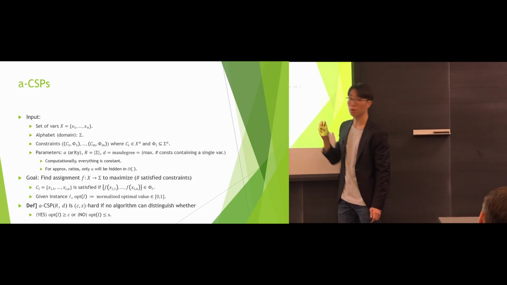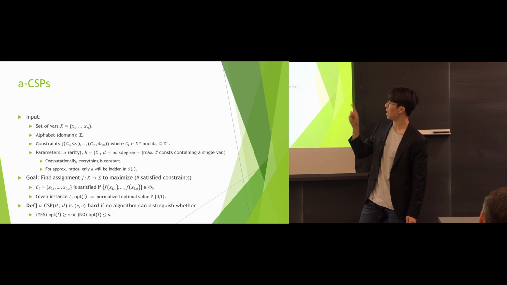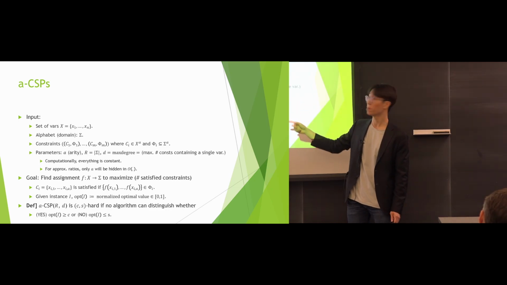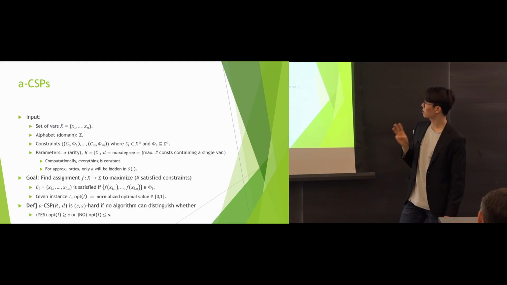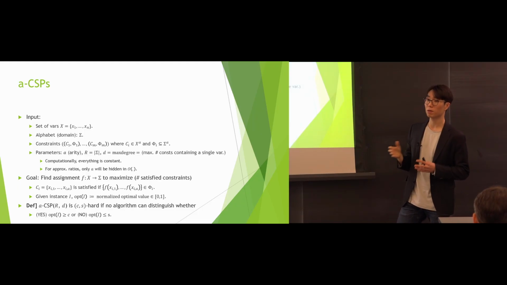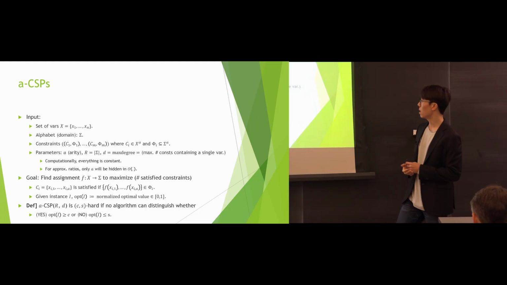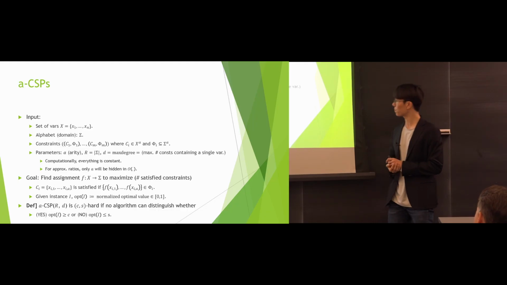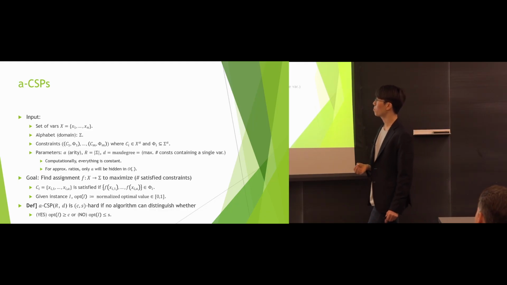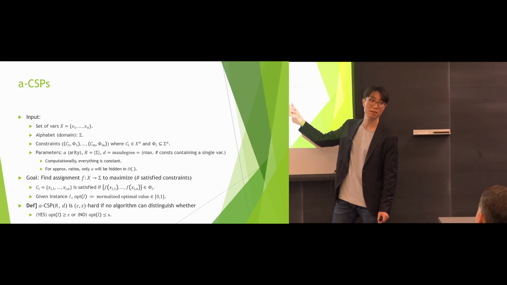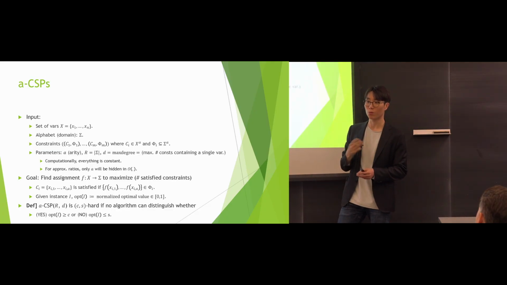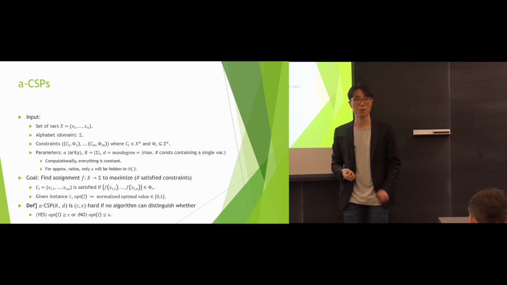And then there are 3 parameters here. A is the arity, R is the alphabet size, and D is the maximum degree: if you fix a single variable, how many constraints contain it. Those 3 will all play a role, but their role in this context will be the same as usual. Computationally, we'll treat everything as a constant. But for approximation ratios, we will express them as a function of R and D, and A, which will be 2 or 3 or 4, will only be hidden in the big O notation, if hidden.